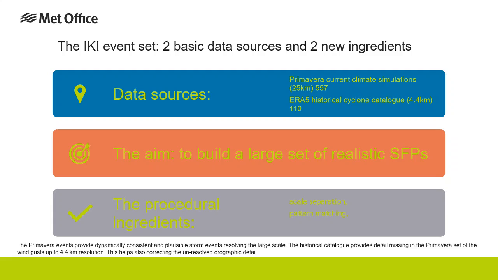The aim in the exercise is to build a large set of realistic storm footprints. The procedural ingredients are scale separation and pattern matching. The Primavera events provide dynamically consistent and plausible storm events resolving the large scales. The historical catalogue provides detail missing in the Primavera set of the wind gusts up to 4.4 kilometer resolution. This also helps correct the unresolved orographic detail.